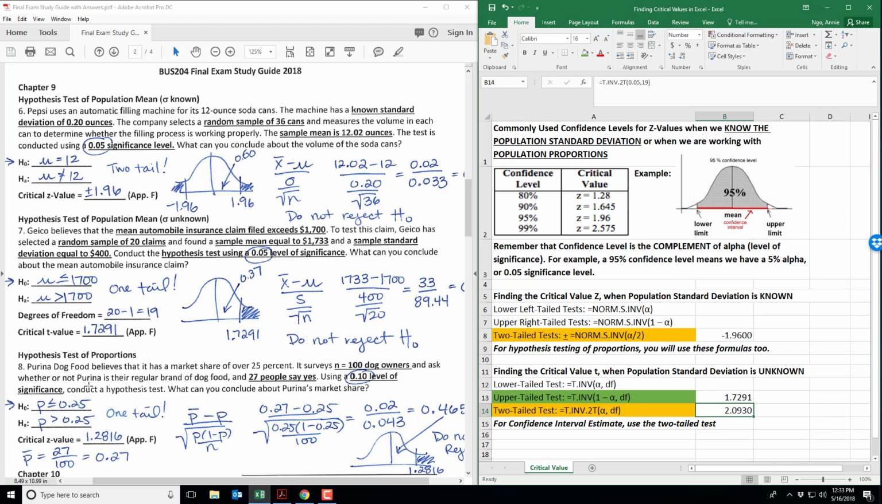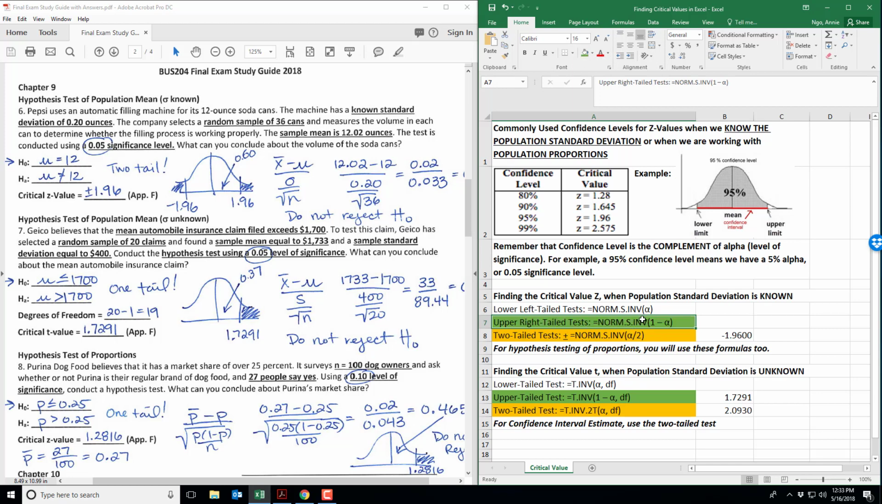Now, if we look at problem number 8 with proportions, and again, I give you the clue, we're working with Z values, because with proportions, we will use, and I make a note here, for hypothesis testing of proportions, you get to use these formulas. In this scenario, we also have a one tail, and we can see because the alternative says greater than, we are going to be working with an upper right tail test.